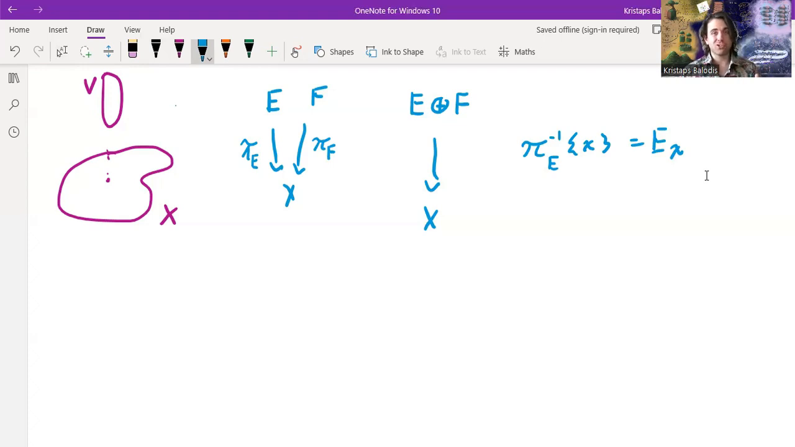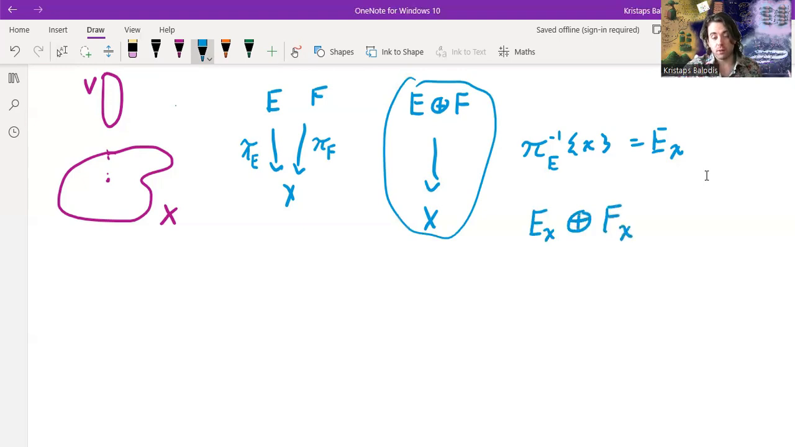Well, how should I define the direct sum? It should respect the fibers. So I want to define the direct sum in such a way that for this new vector bundle, the fiber above each point is just going to be the fiber of E above that point, direct sum the fiber of F at that point. Now, of course, you have to check the definitions to see that this does in fact define a vector bundle. But it does. So direct sums we can form.